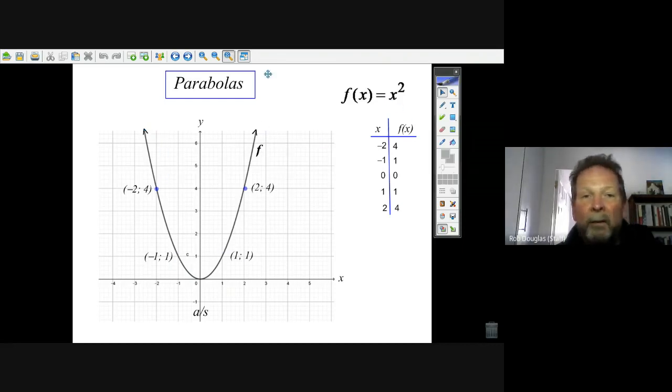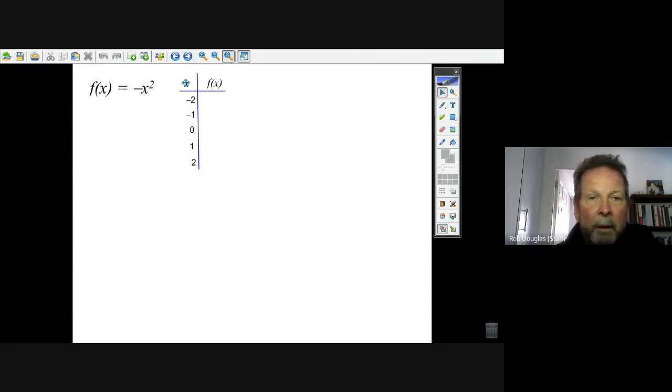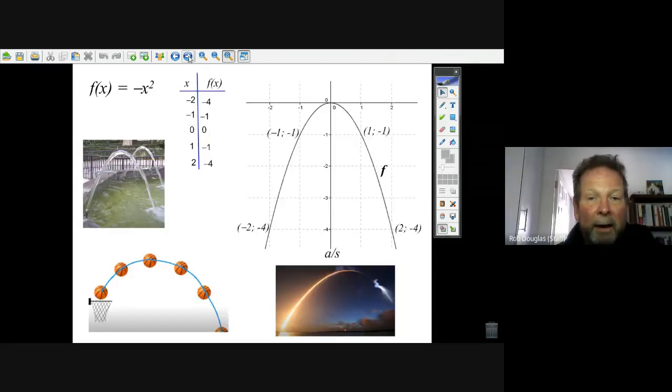But if we put a minus in front of here, what would happen? Well, this time we'd square -2 and get +4, but then we're supposed to make it negative. So all these answers of 4 and 1 and 0 and 1 and 4 would all become negative, and this parabola would get unhappy, and that's what it would look like. You'd go 1 and -1, -1 and -1, like that, -2 and -4. And look at this shape here.